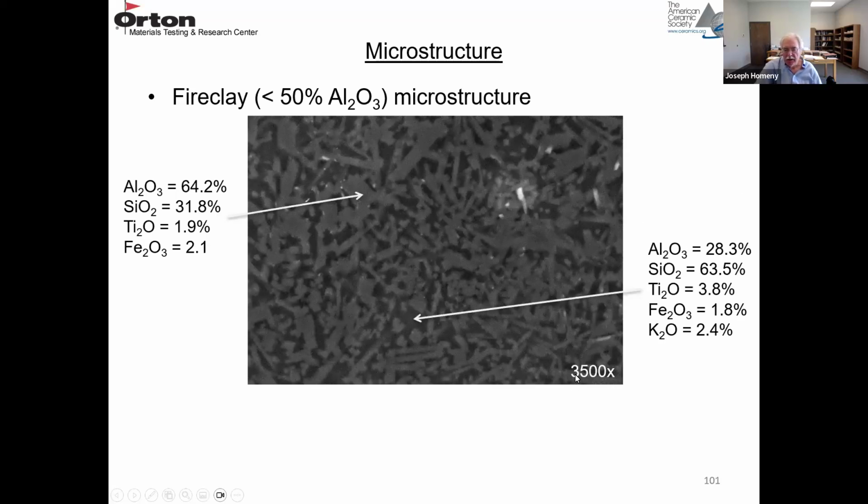And then looking in that matrix at 3500X, much higher magnification, you can see all these needle-shaped crystals. Well, they're mullite. So an EDS analysis over here is about 64% alumina and 32% silica. And the one thing about EDS analysis, it covers an area, so it's probably picking up some silica in this darker phase, which is the glassy phase, which is about 64% silica and 28% alumina. So you have these mullite crystals, the lighter phase, needle-shaped crystals, in a glassy matrix.